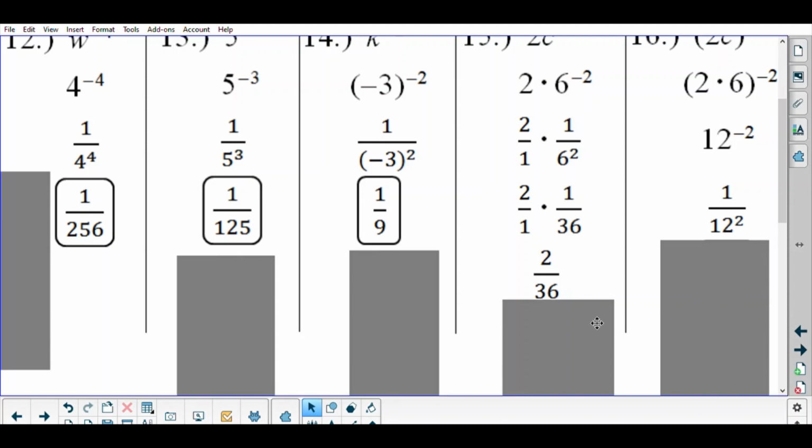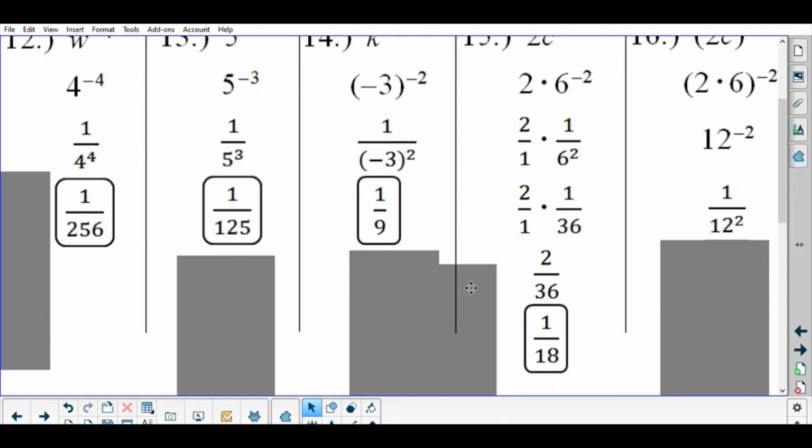That fraction can reduce to the value of 1 over 18 because both the numerator and the denominator were divisible by 2. Let's finish up 16. 12 to the 2nd power means 12 times 12, which is 144. So the final answer is 1 over 144.